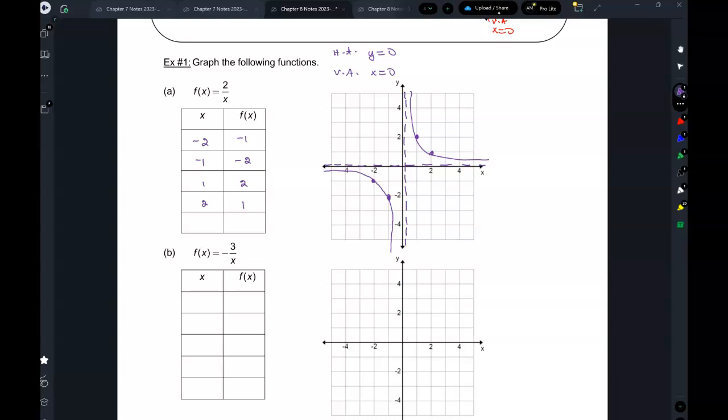Huh? No, not at all. We have to persevere. Okay.